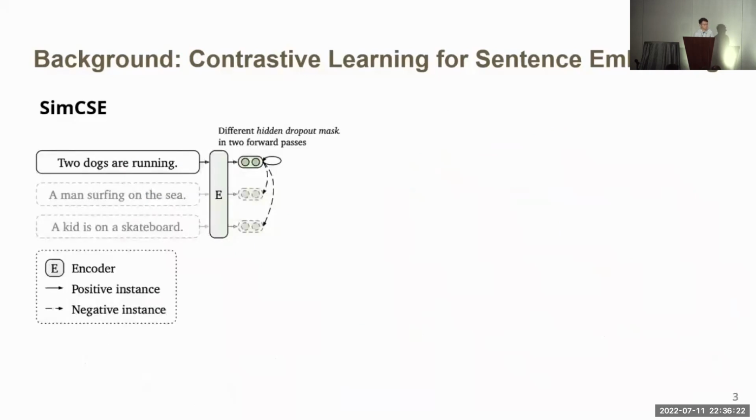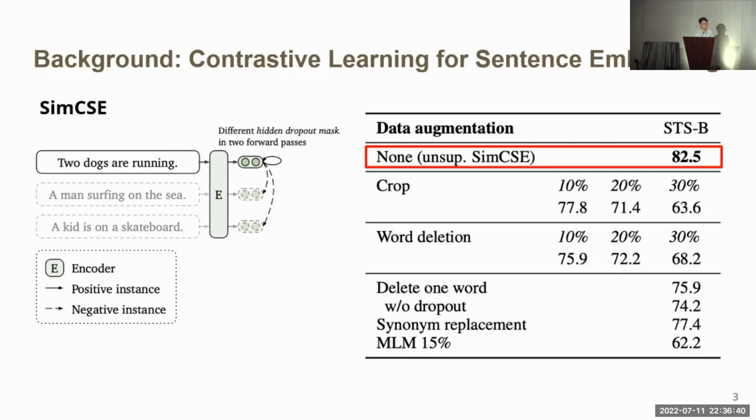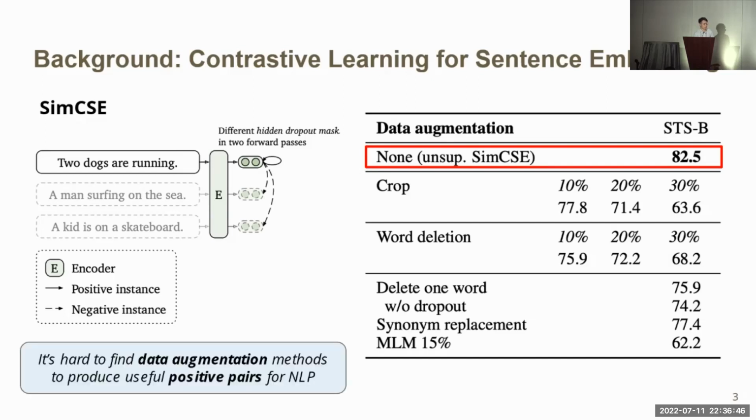In SimCSE, an interesting finding is that the authors have tried many different augmentations and methods like random cropping, word deletion, word replacement. But surprisingly, none of them is better than doing nothing but changing the dropout mask inside the transformer layers. This result indicates that it's very difficult to produce useful augmentations for natural language because you can change the semantic meaning of the sentence just by changing one word in that sentence. So most of the augmentation methods are not very useful for contrastive learning sentence embeddings.